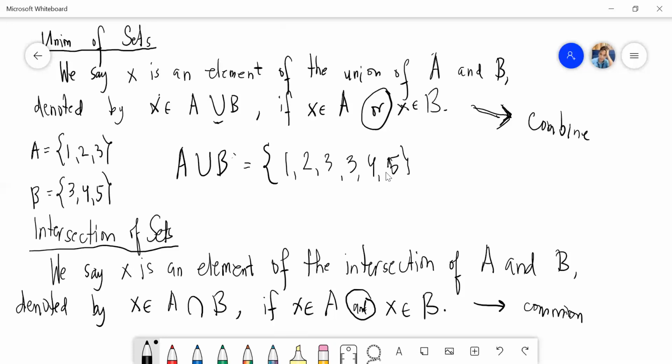Now, in the previous video, we defined that a set is a collection of well-defined objects, uniquely well-defined. Since 3 is the same as 3 here, I don't have to write it twice, just write this 3. So the union of A and B is 1, 2, 3, 4, and 5. For the intersection, the word to consider is what is common. What is common to the two? That's 3.